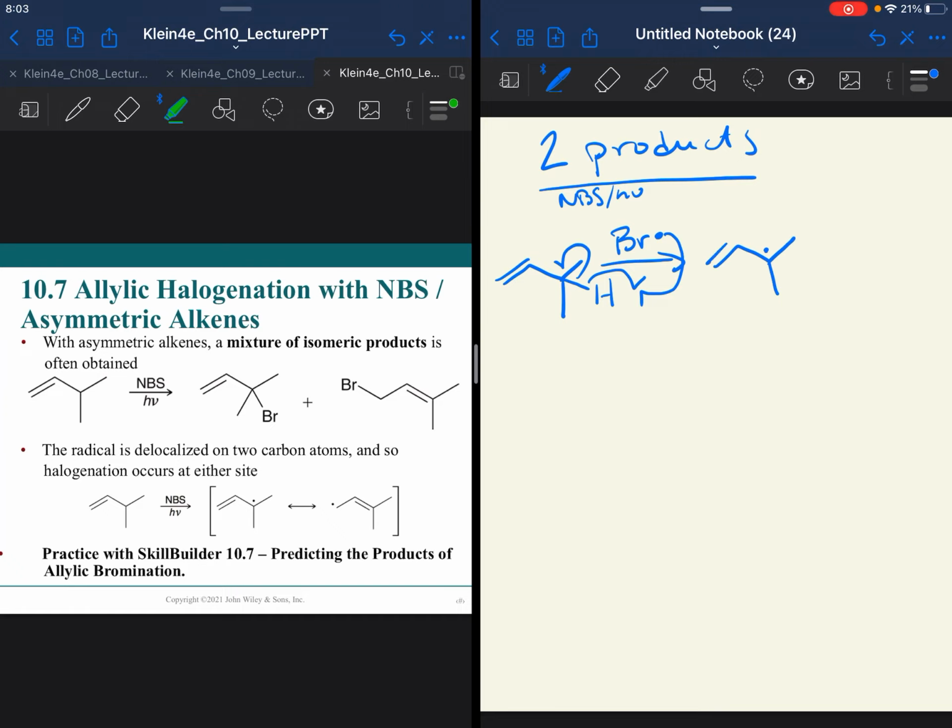This is stabilized through resonance, as is drawn on the slide, but I really like to draw too. There we go. These are just resonance structures, meaning neither one of them is really complete. Both of these are allylic radicals. The tertiary one, of course, is more stable, but they are both part of the equation.